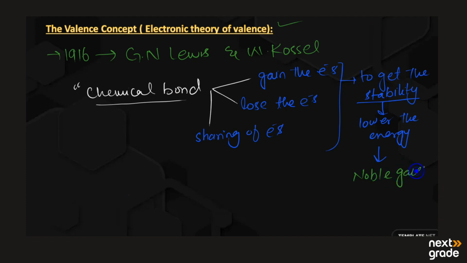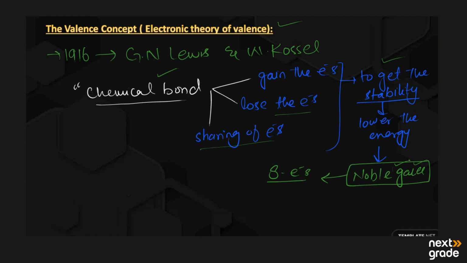Now, why do different atoms or elements undergo chemical bonding to get the noble gas electronic configuration? It means they are going to gain 8 electrons in their valence shell, just to gain stability or to lower their energy. So this was a simple concept: when atoms undergo chemical bonding, they can gain electrons, lose electrons, or share electrons to get stability or an electronic configuration near to the noble gases.